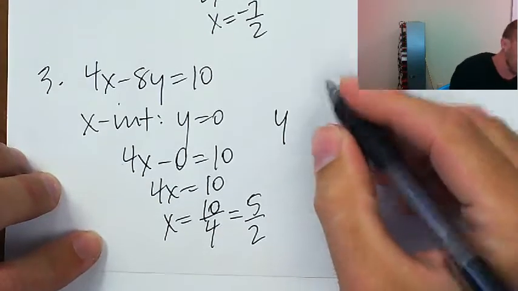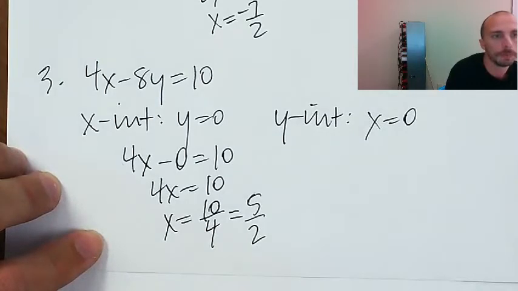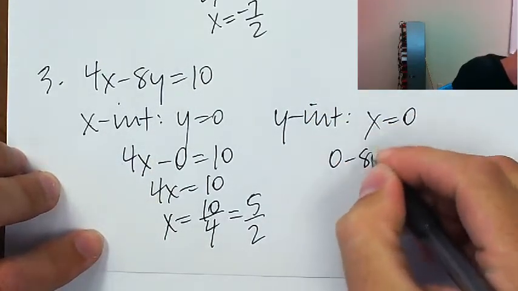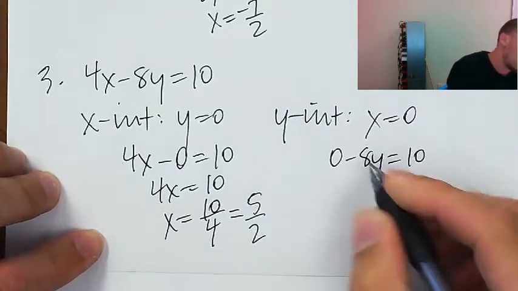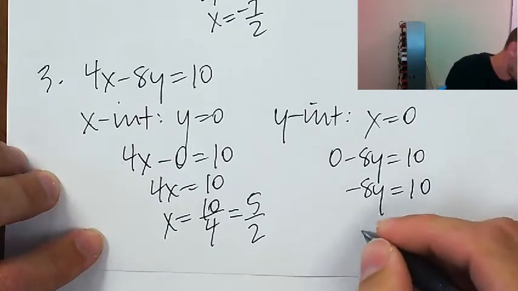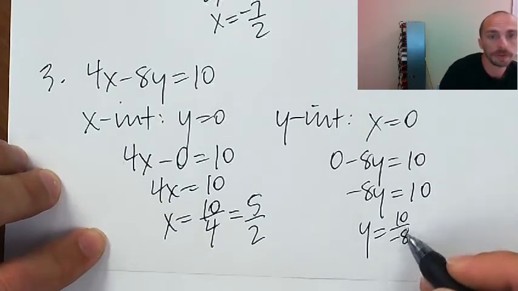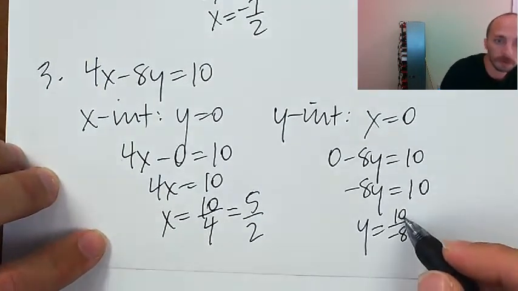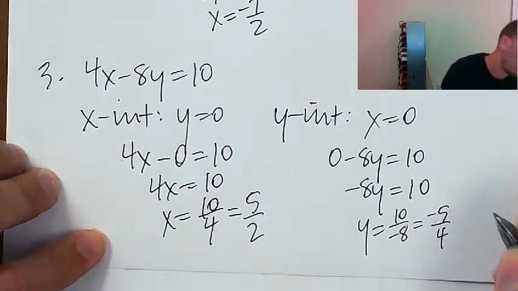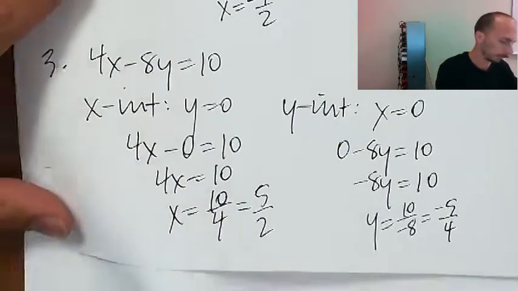And then to find the y-intercept, it's going to be where x is equal to 0. So 4 times 0 minus 8y equals 10. And that's negative 8y equals 10, and I can solve for y by dividing both sides by negative 8. But these are both even numbers again, so I will be able to simplify this. And that would be 5 over negative 4, which is the same as negative 5/4. But there's another one.